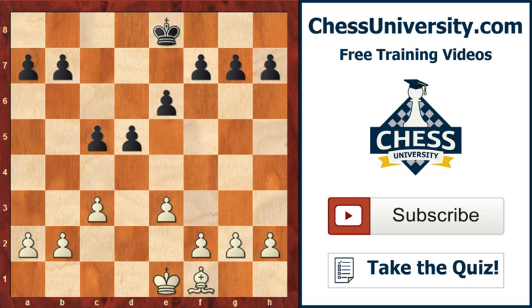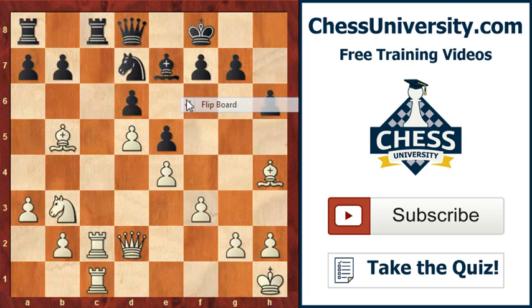So let's switch over to our next position, where we're going to have a lead in material, and we're going to figure out what we should do in that position. Okay, so in this position here, the first question ends up being, what is the material difference between white and black? You can maybe pause the video, count it up yourself, figure out what the lead is.